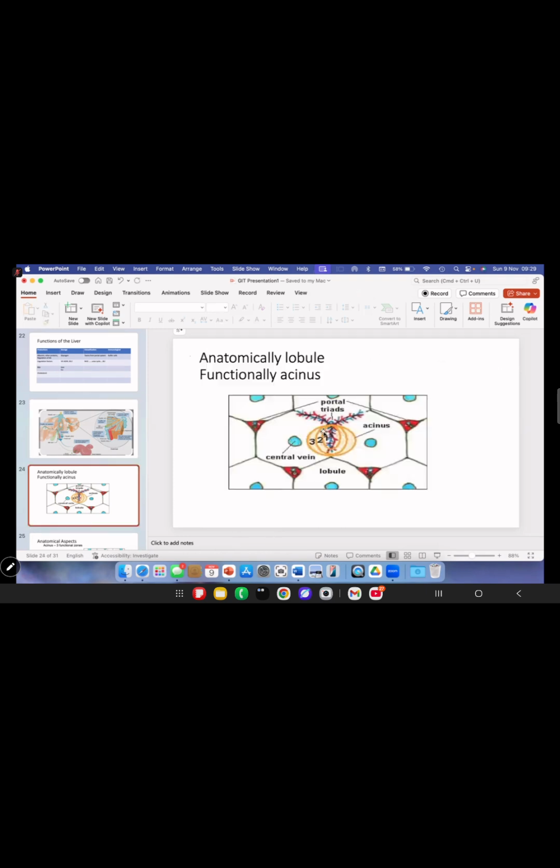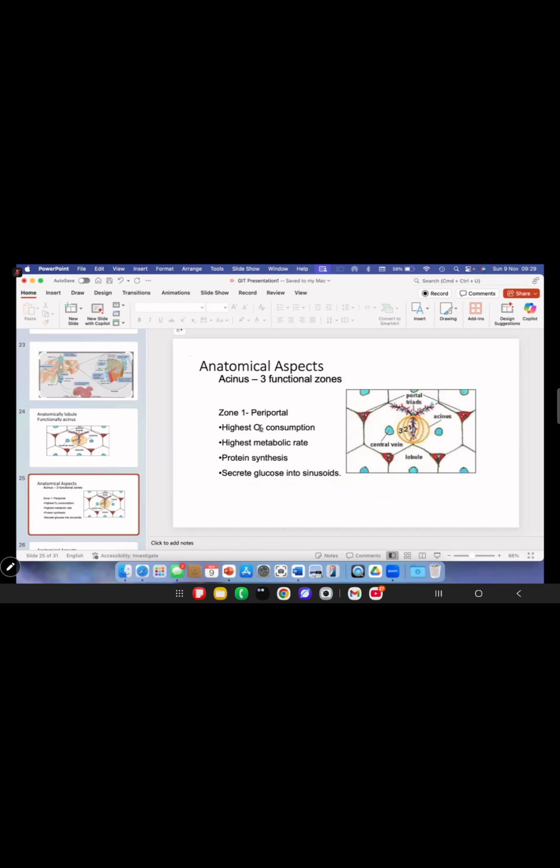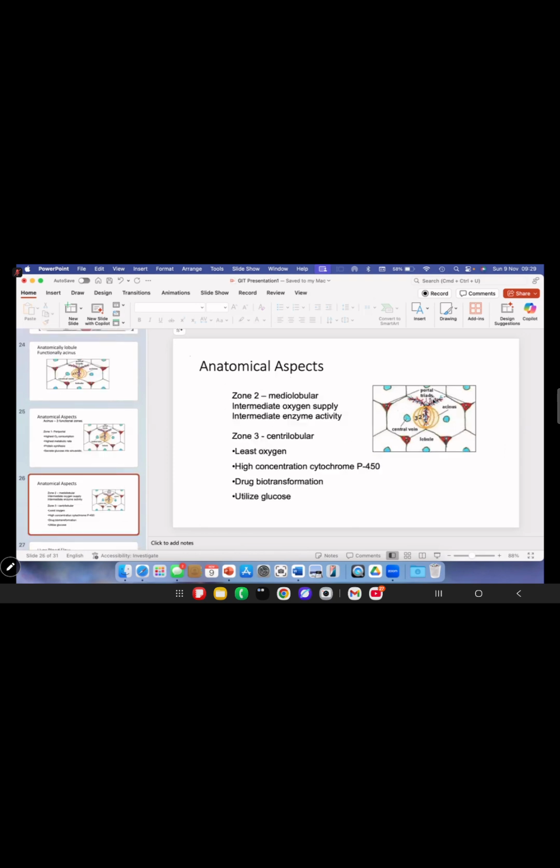This is what I told you. Zone 1 is rich in blood with the highest oxygen concentration. Zone 2 is the intermediate zone. Zone 3 is centrilobular.